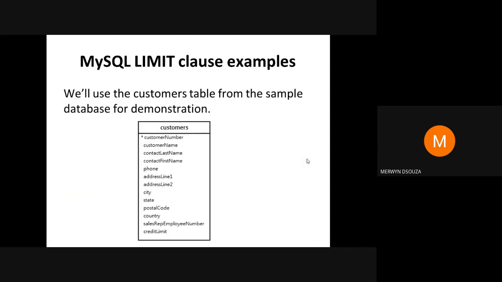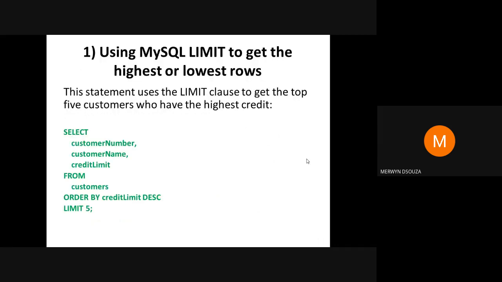Let's look at the MySQL limit clause examples. We'll use the customers table from the sample database for the demonstration. We could use MySQL limit to get the highest or the lowest rows. So, for example, we could write a query using the limit clause to get the top 5 customers from the customers table who have the highest credit.